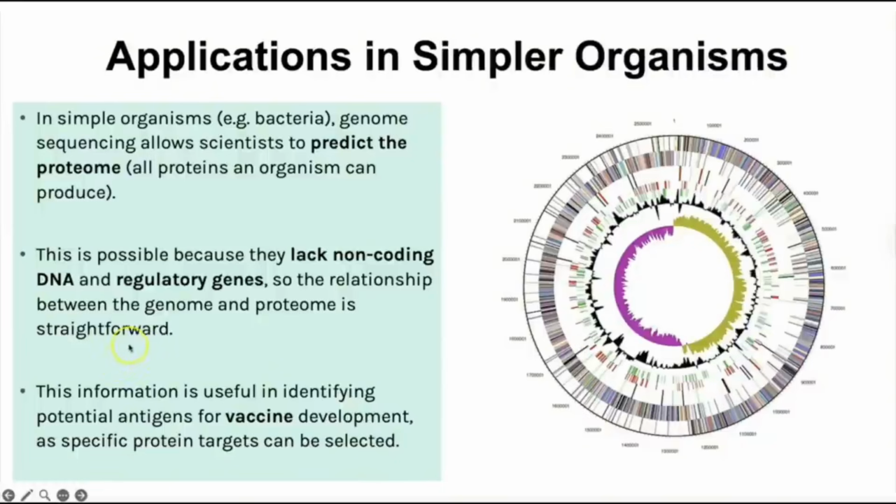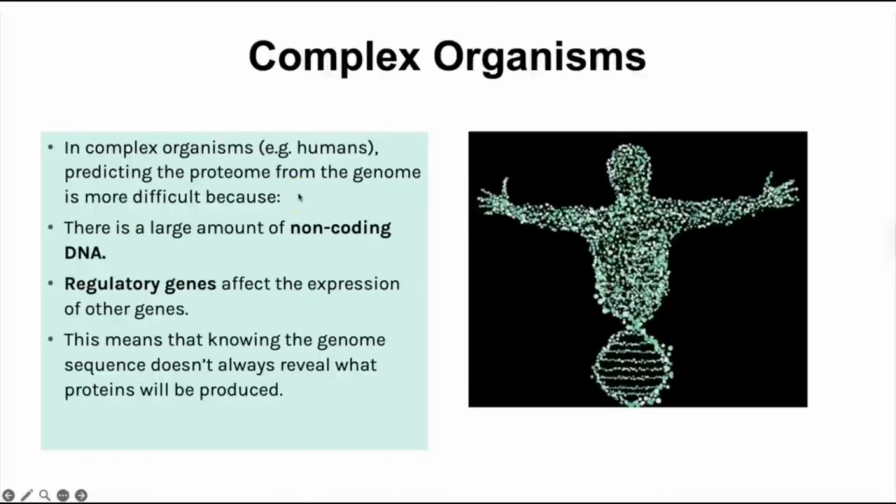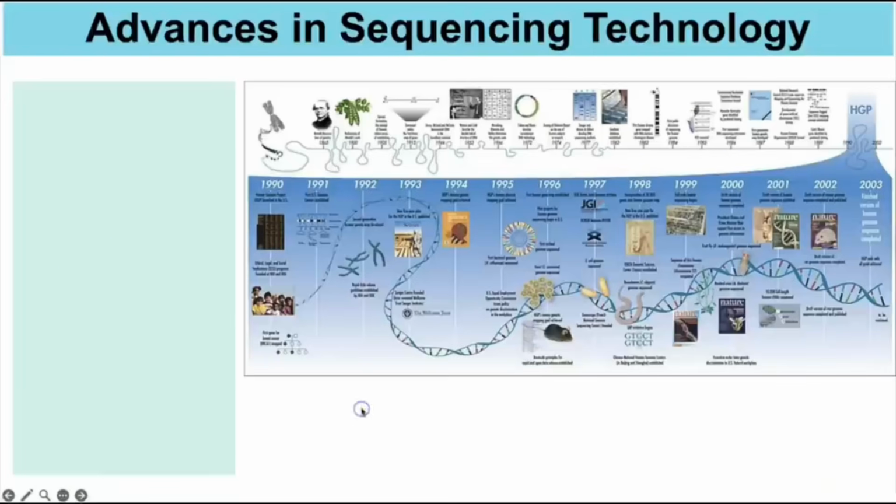And this has been useful in identifying potential antigens that bacteria could make, and therefore making vaccines against those particular bacteria. In complex organisms, for example humans, predicting the proteome after working out our genome is more difficult, and that is because we've got large amounts of non-coding DNA, and also we have regulatory genes that affect gene expression. So that means that knowing the genome sequence doesn't always directly reveal which proteins will be produced.